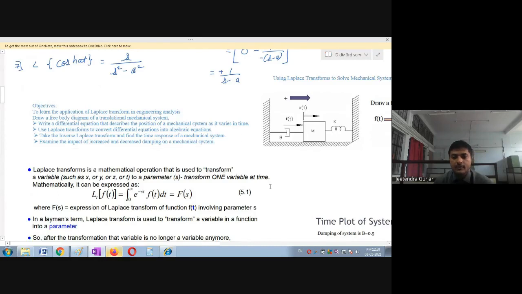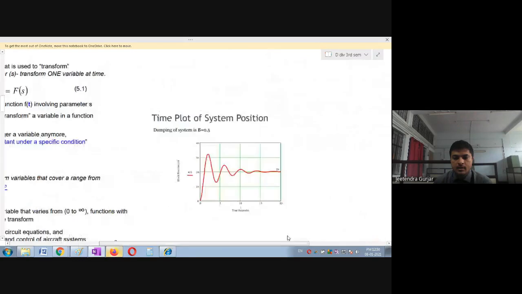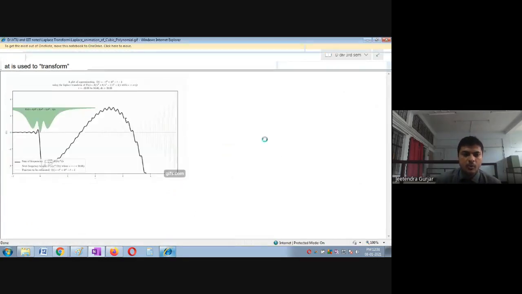Yes, very well you can see. And see, yes friends, the time plot of system position, that is the damping of the system. It is going damping here, right? One can easily identify in this time plot of system position that the damping of the system is seen in this plot. And also we just see this, very, very important students.